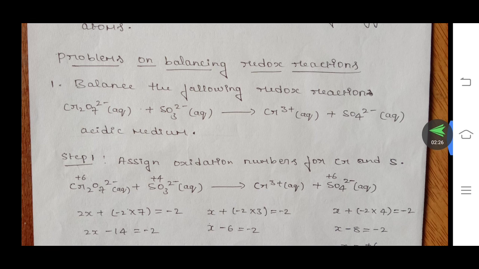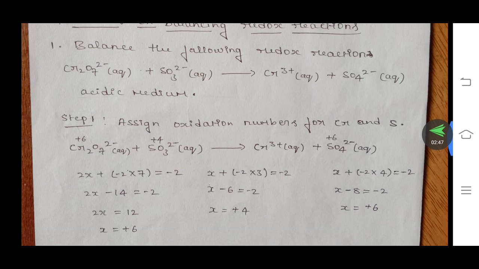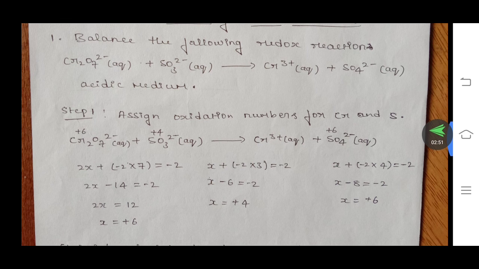Now, problems on balancing redox reactions. So first one, balance the following redox reaction. Cr2O7 2 minus plus SO3 2 minus gives Cr3 plus aqueous plus SO4 2 minus aqueous. This reaction takes place in basic medium. This much they will give in a question paper.